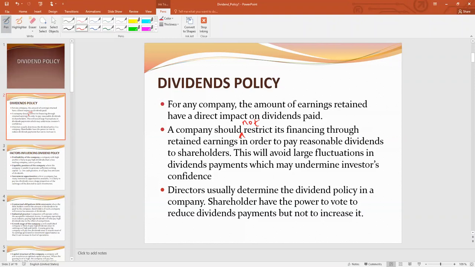However, you cannot ask the company to increase it. If the company management says you're going to be paid $2, you can't go to the AGM and tell the managers, no, you're not going to take this, you're going to take $2.5 as dividend. You don't have that power.